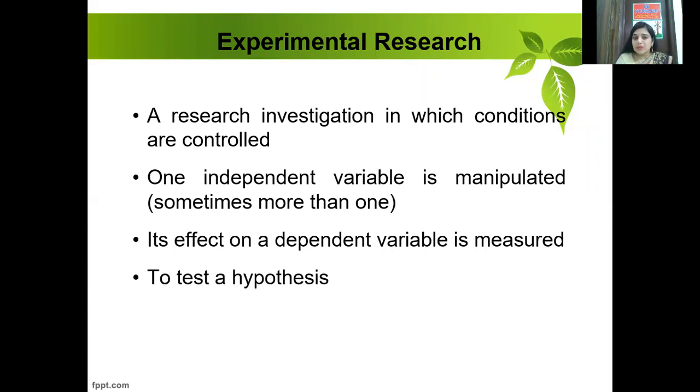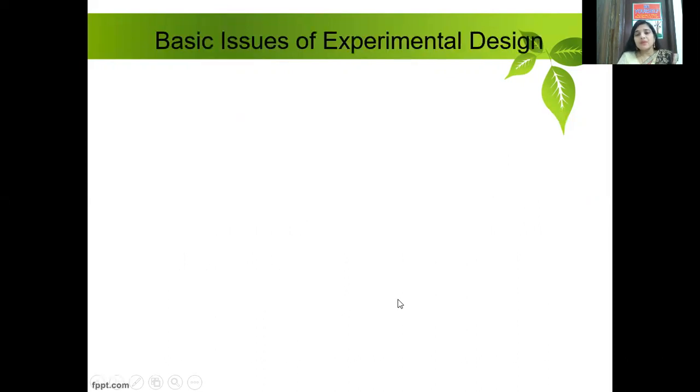So basically, experimental research is a research investigation in which conditions are controlled and one independent variable is manipulated, sometimes more than one also, and its effect on a dependent variable is measured to test a hypothesis. Basic issues.